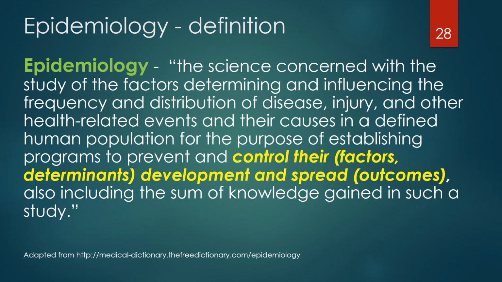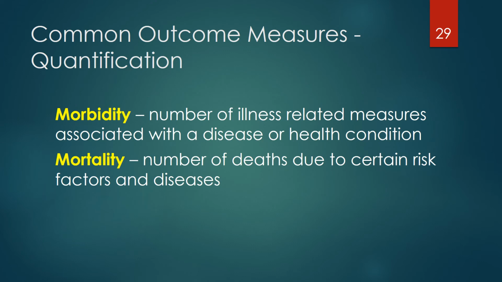Our epidemiology definition includes the following phrase: control the factors, determinants, and underlying causes, development and spread, outcomes. The outcomes means the diseases and their complications caused by the factors or determinants. So in practical epidemiology, we need to gather and analyze outcome data. Epidemiology is generally about objective numbers, measurable quantities, counting the number of things or events. An epidemiologist can count outcome data in almost all instances. The two most common outcome measures are morbidity and mortality. Morbidity is the number of illness-related measures associated with a disease or health issue. Mortality is the number of deaths due to certain risk factors and diseases.